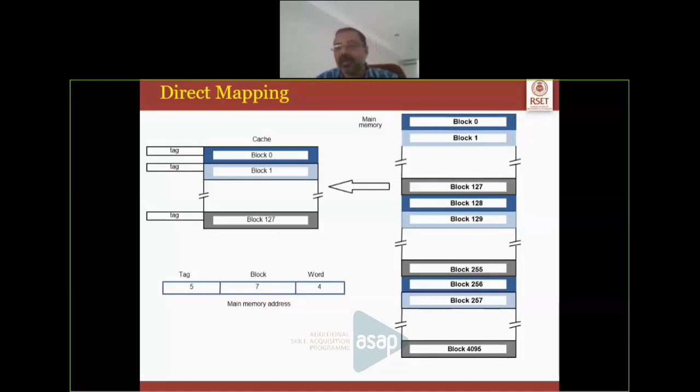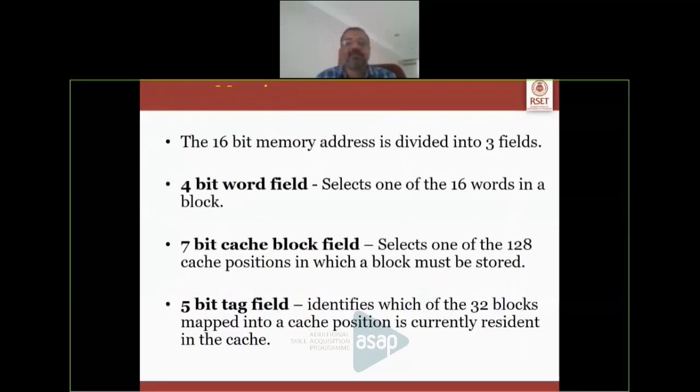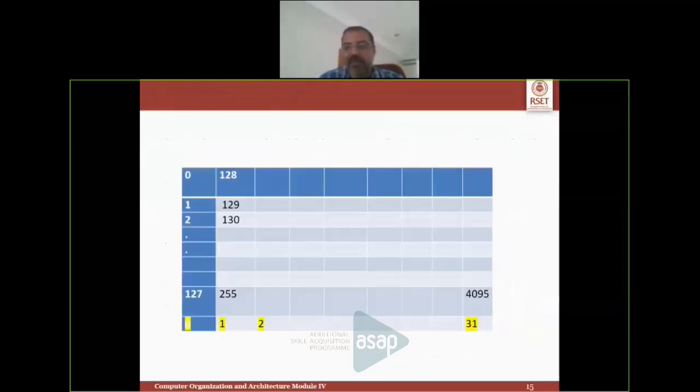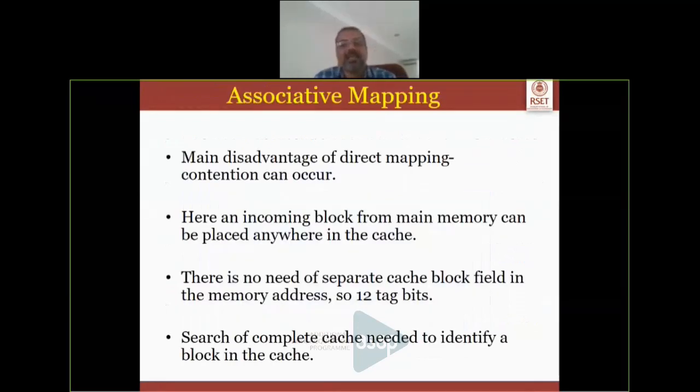That's why it is called direct mapping. Every block of the main memory is directly mapped to a particular location in the cache. Hope it's clear. What do you mean by direct mapping? Why is it called direct mapping? And how is the main memory address used to find the location in the cache memory? And the advantages and disadvantages also. This diagram, this explanation we have already seen. Next is associative mapping.